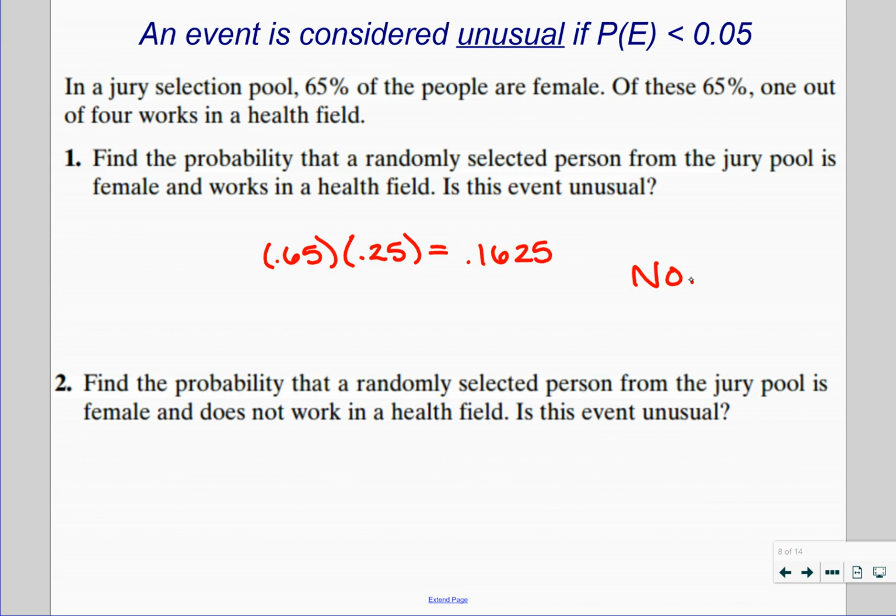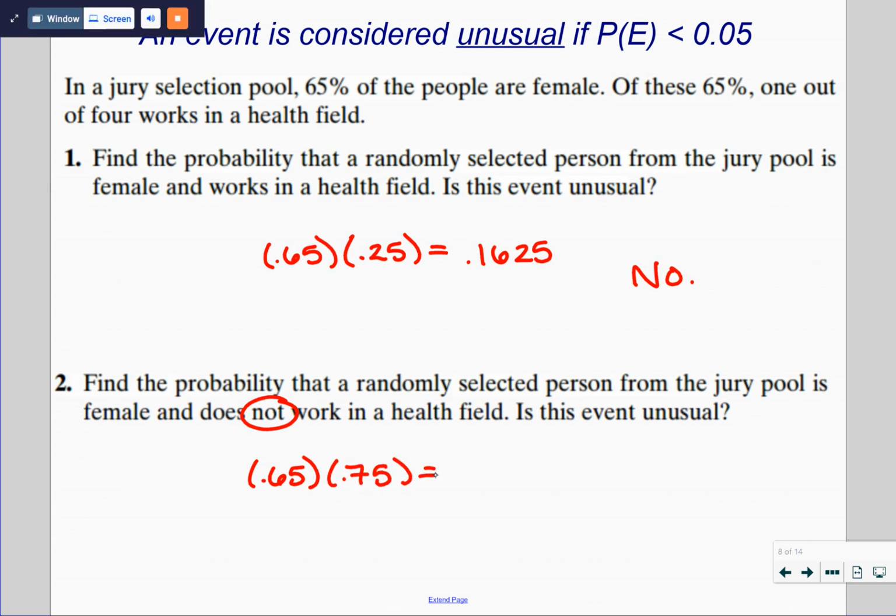Find the probability that a randomly selected person is female and does not work in the health field. Again, the probability that they're female is 0.65. Does not work in the health field, we're thinking complement now. If we see the word not, the complement of 0.25 is 0.75, which gives me something that's bigger. 0.4875. Is it unusual? Is it unlikely? Nope.